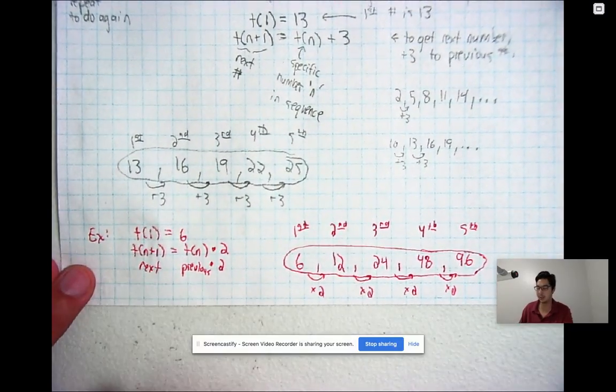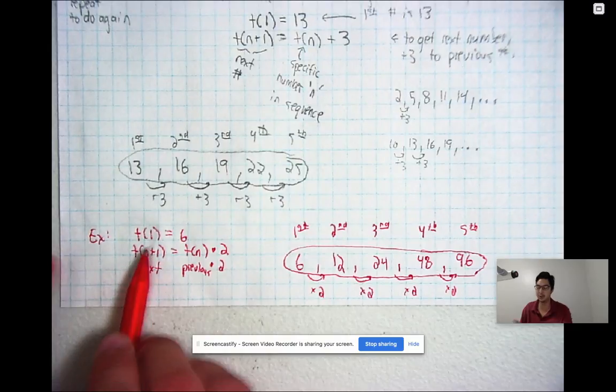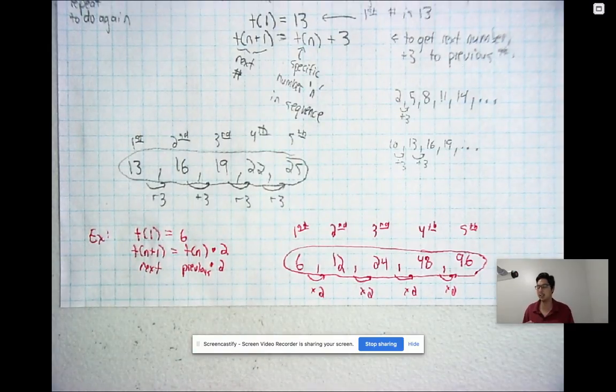So that's what recursive is: when you see those 2 lines where it gives you a number and then it tells you t of n plus 1. To get the next number, this is what your pattern or rule is.